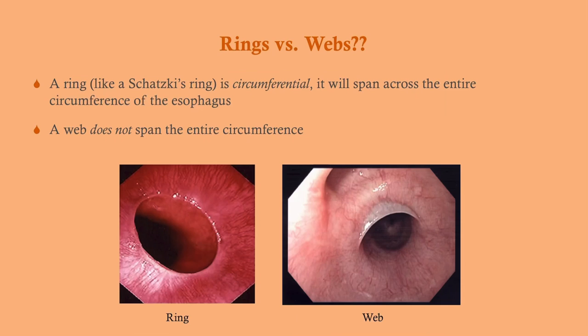Now, what's the difference between a ring and a web? A ring is circumferential, whereas a web is not. So this here is a web. It's just on one side, whereas this here is a ring. It's all around the esophagus.